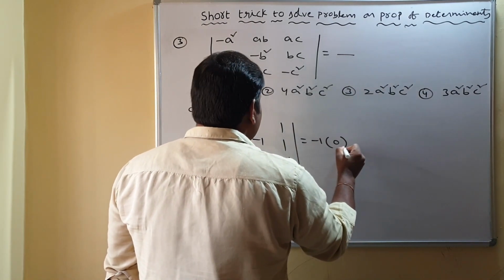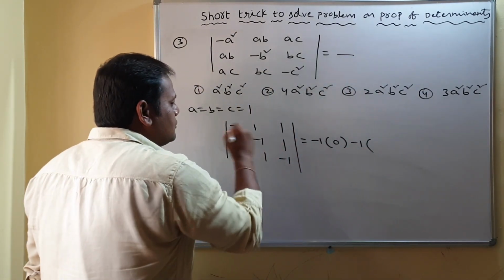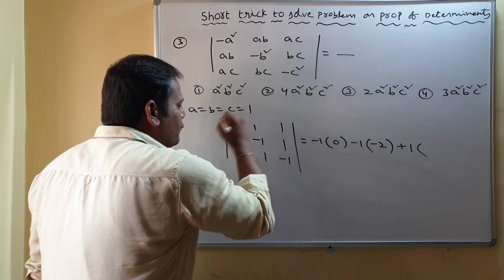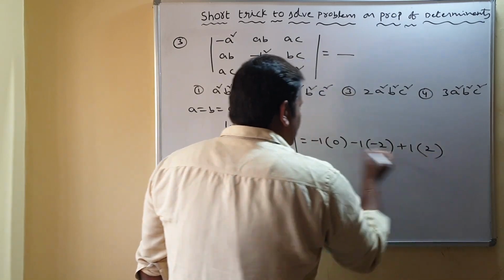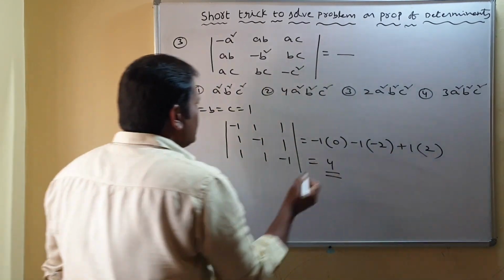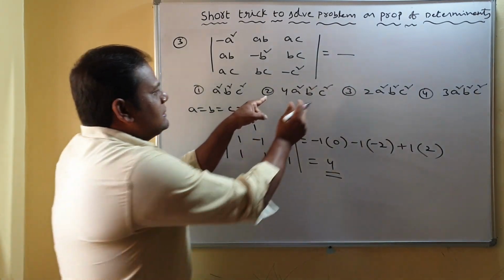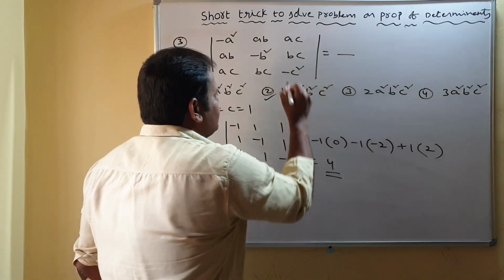It will be minus 1 into 0, minus 1 into minus 1, minus 1. It becomes minus 2 plus 1 into 1 plus 1, that becomes 2. So 2 plus 2, what is the answer? 4. So what option is correct? If you take A 1, B 1, C 1, the second option is correct.